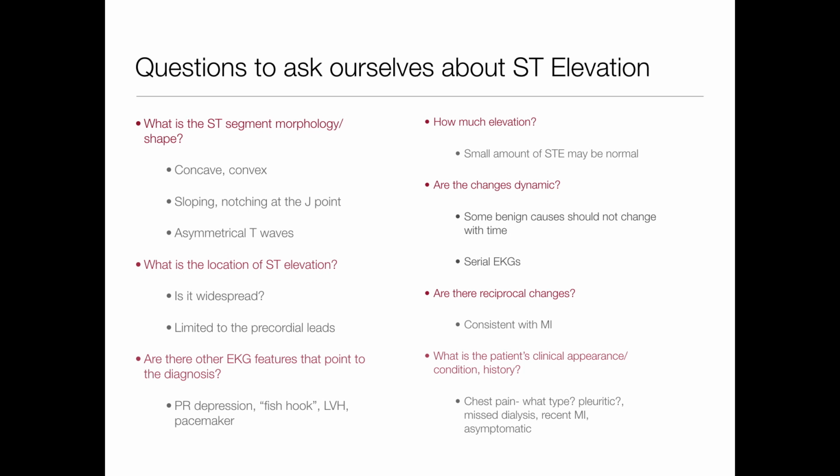Are the changes dynamic? Do they change from one EKG to the next? Do they change from 10 minutes ago or 6 months ago? Are there any reciprocal changes? That's a big one for diagnosing an MI. And what is the patient's clinical appearance? Are they having pleuritic chest pain consistent with pericarditis? Or are they having palpitations, or what else is going on with them that we can look at in their history that might help us to have some clues as to the cause of the ST elevation?